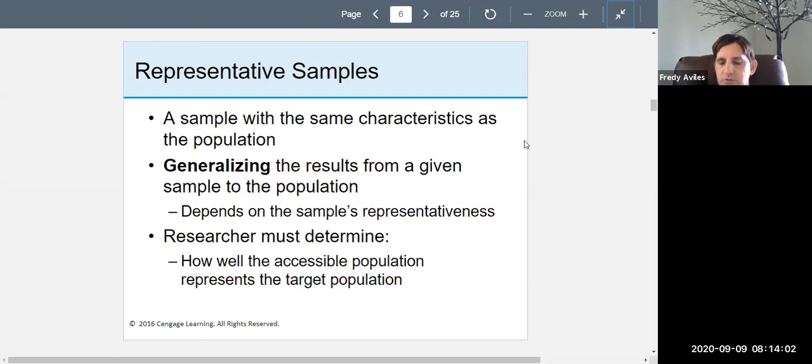So the extent to which you can say that these depressed individuals that I studied here tell me something about depressed individuals out there in general depends on how well the people you studied actually are like those other people out there who you didn't study, the broader group of people. The researcher must determine how well the accessible population represents the target population. There are some other terms and definitions there we'll talk about in a moment. But the point is that you need a good sample that represents the population.